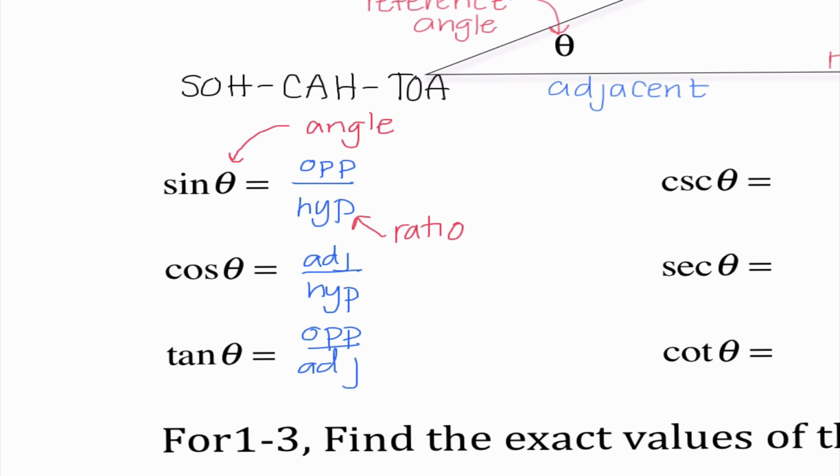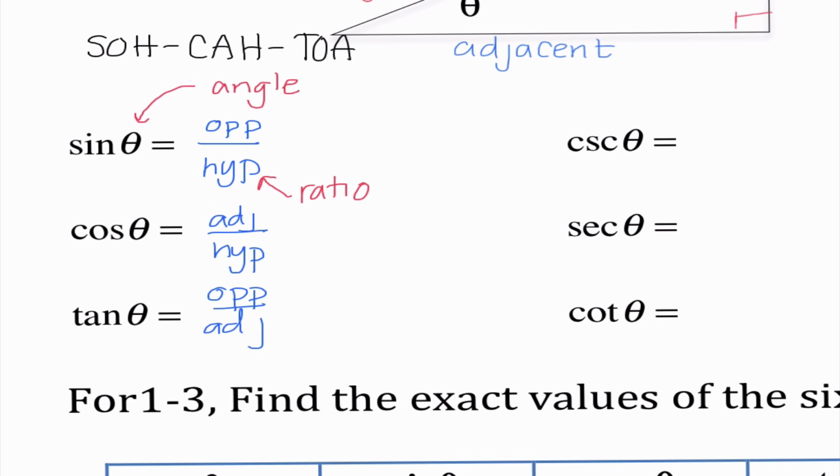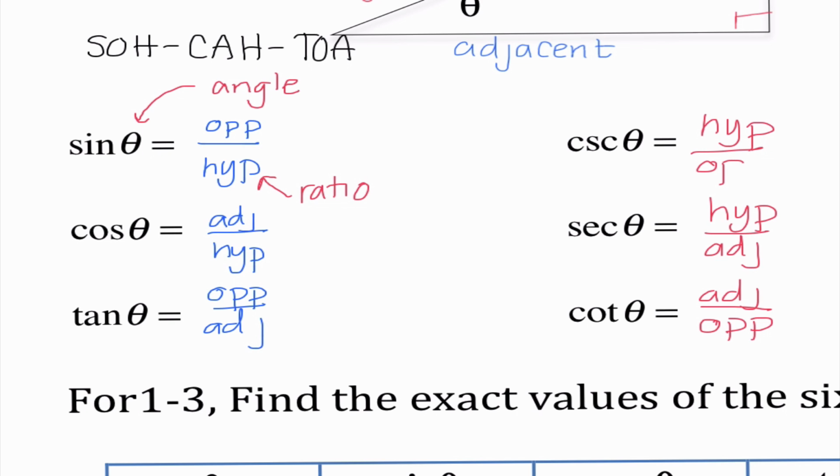Now, if we have those 3 memorized really well, the next 3 become pretty easy because these are all reciprocal functions. The reciprocal of tan is cotangent, so cotangent of theta is the adjacent over the opposite. Secant and cosine are reciprocals, so secant is hypotenuse over adjacent. And cosecant and sine are reciprocals, so it is the hypotenuse over the opposite. So these are the 6 trigonometric functions we're going to be using today.